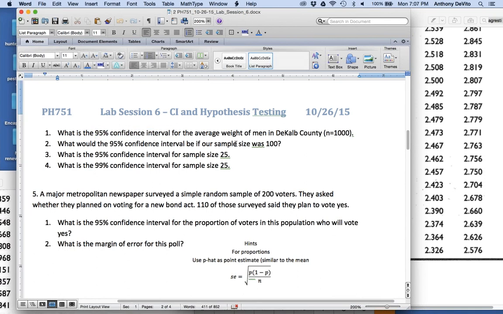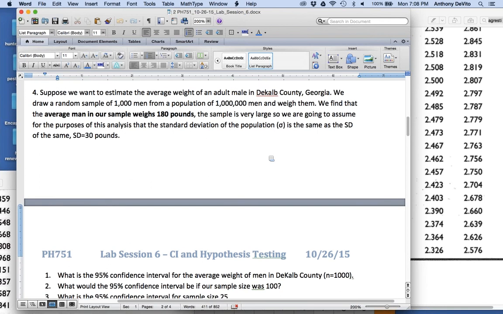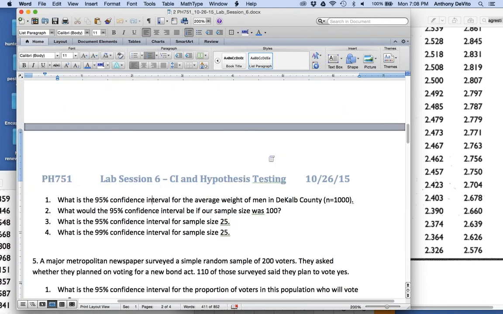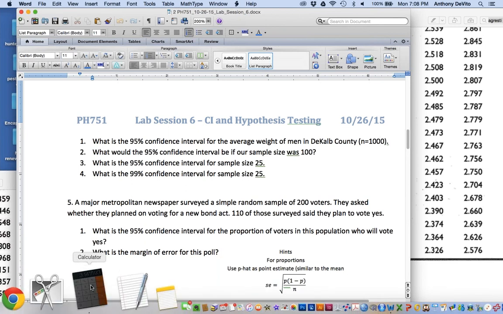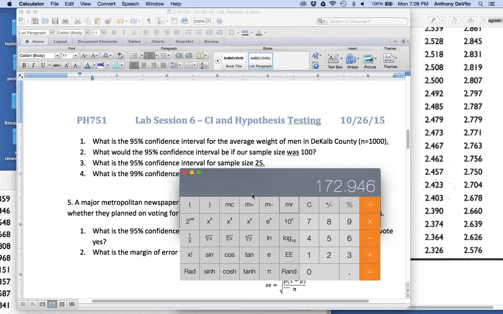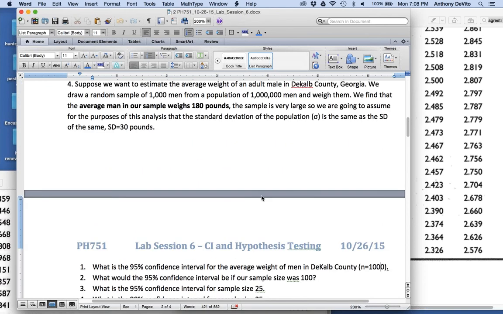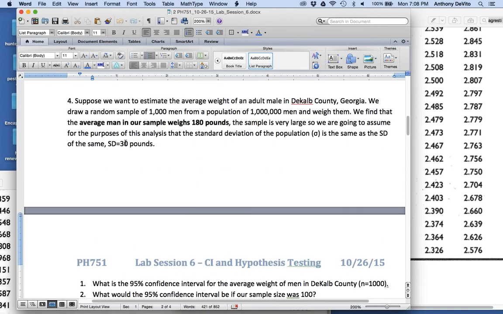Okay, 95% confidence interval. What's the average that we got? 180? Okay, and what's our standard deviation? 30. Okay, so what's our sample size? Our sample size is 1,000. What's the square root of 1,000, roughly? Anybody know? No, that's 10,000. That's the square root of 10,000. For 1,000, the square root is about 32, right? So we would take 30 divided by 32. Our standard error would be roughly 1, right?